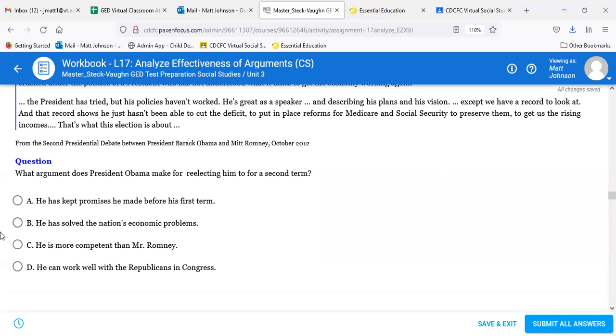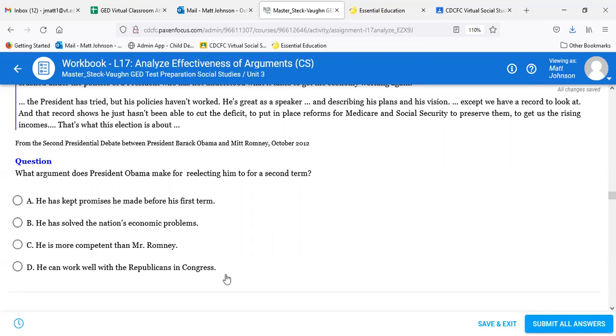A, he has kept promises he made before his first term. B, he has solved the nation's economic problems. C, he is more competent than Mr. Romney. Or D, he can work well with the Republicans in Congress.